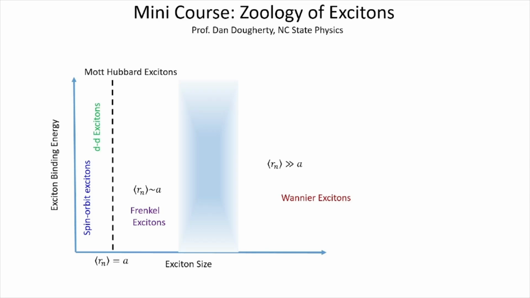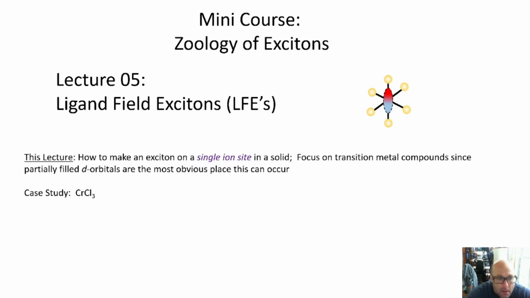Welcome to the fifth lecture of the mini course on zoology of excitons. This time we're going to talk about ligand field excitons, which are probably the most exotic variety that we will have encountered yet. And I would argue it's fairly hard to find introductory information about this concept. I'll give you a couple of references as we go through, but this is even a terminology that I would say is not super common.